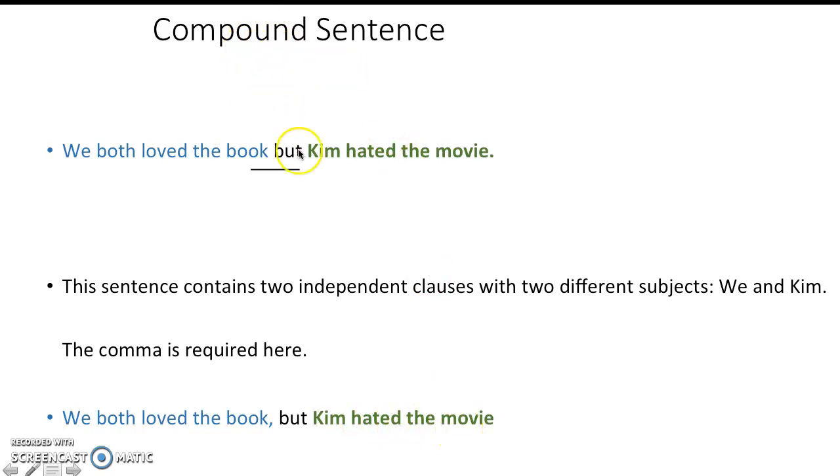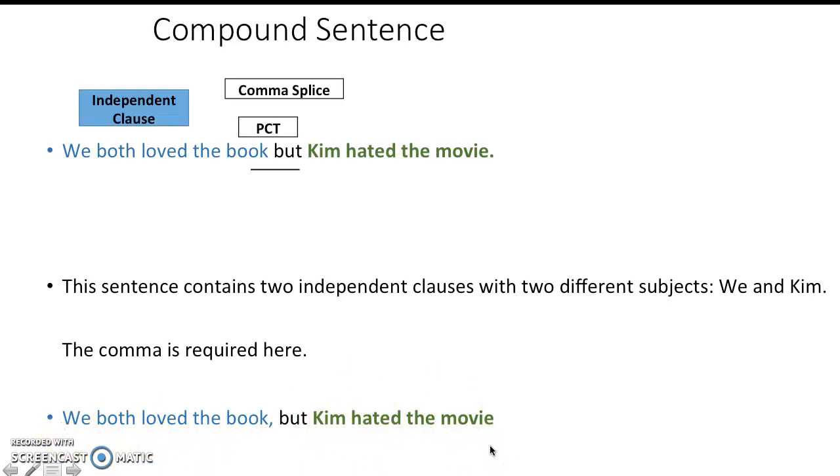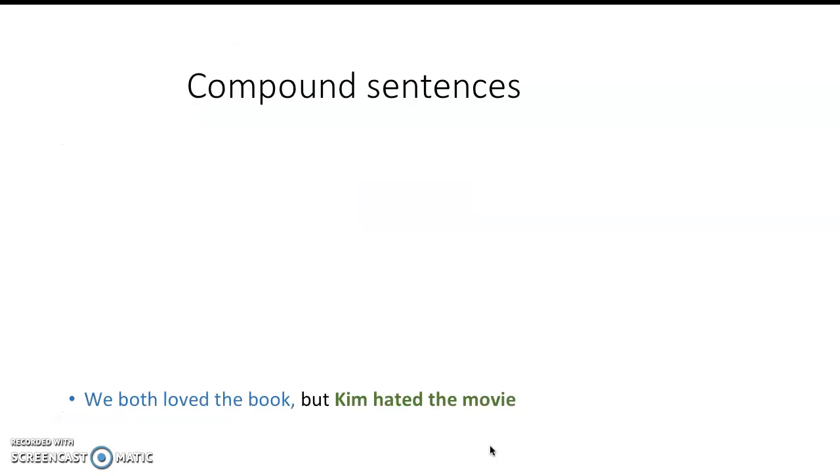A compound sentence is when you have two independent clauses. So this is one independent clause, this is one independent clause, okay? So the comma applies: independent clause, independent clause. In order to fix this, you just have to put the comma.